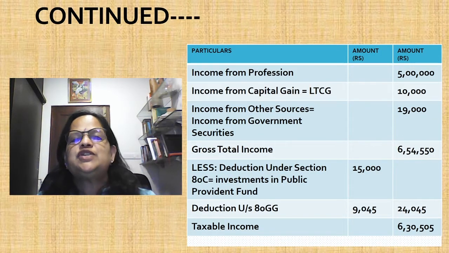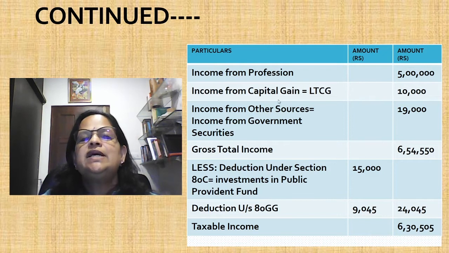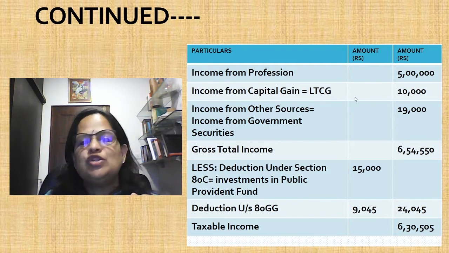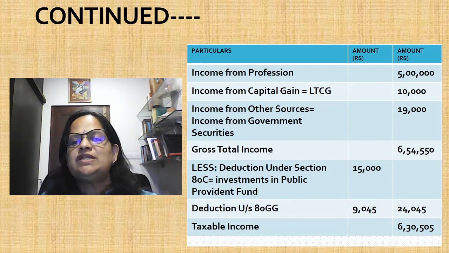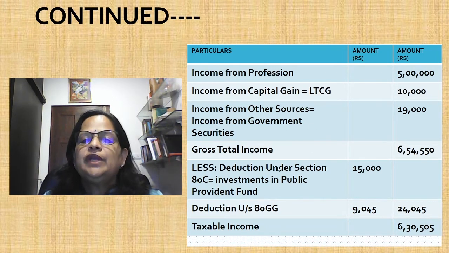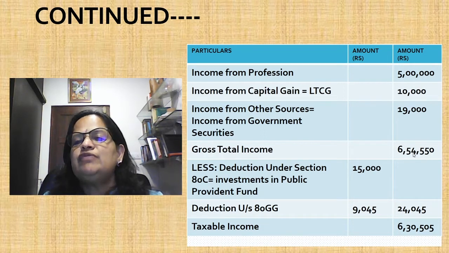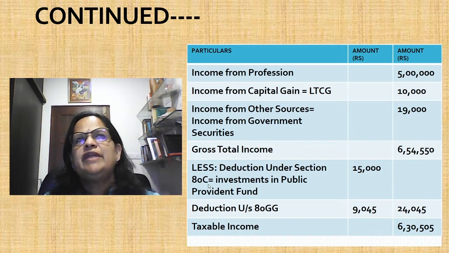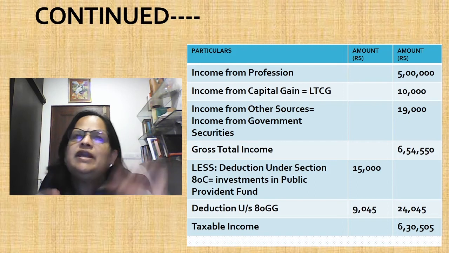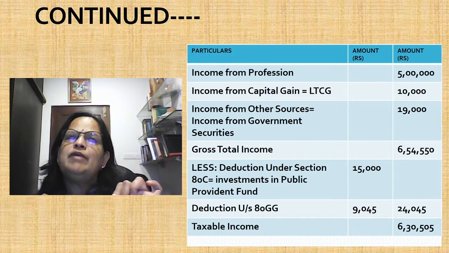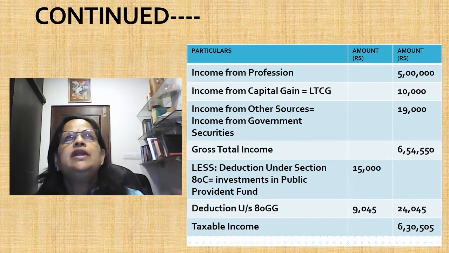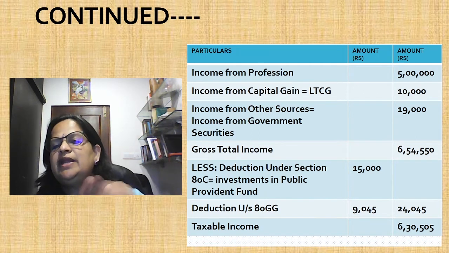Now we are coming to the other sources. Income from profession, 5 lakhs. Income from long-term capital gain, 10,000. This we have to take for adjusted gross total income also. Income from other sources is 19,000. I told you in the question 6,000 per month is wrong; the actual value is 19,000. Gross total income is 6,54,550. Now less deduction under section 80C. You know that 80C qualifying amount can be claimed up to 1,50,000. But here he has made a contribution in the public provident fund of 15,000, so that we can fully allow. 80C deduction is 15,000.